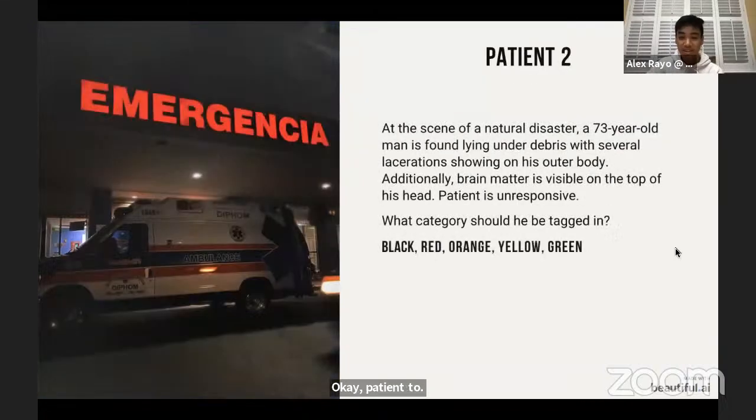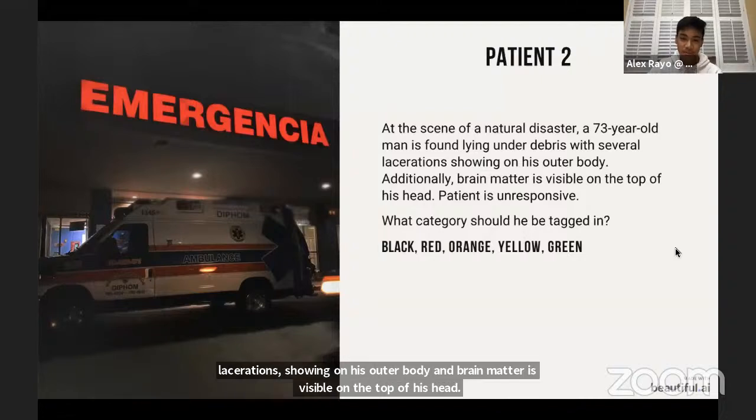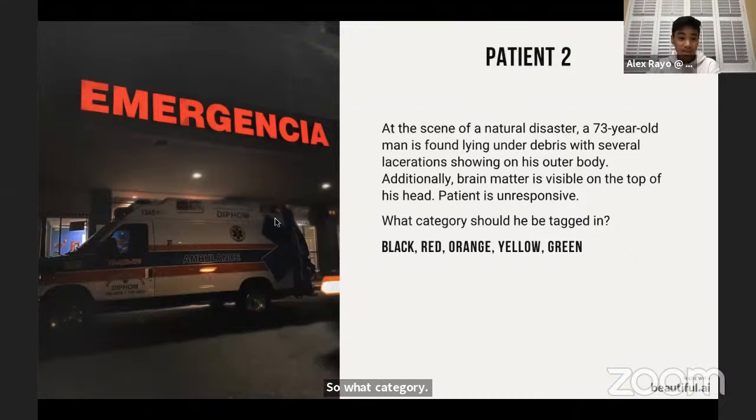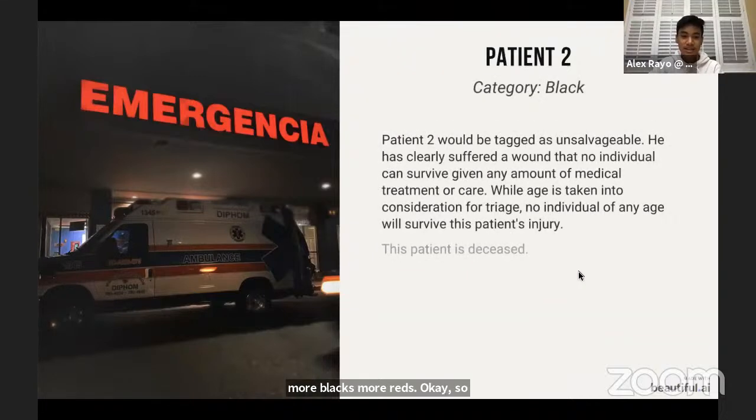Okay, patient 2. So at the scene of another natural disaster, a 73-year-old man is found lying under debris with several lacerations showing on his outer body, and brain matter is visible on the top of his head, and he is also unresponsive. So what category? I see some blacks, and I do see some reds. Give you guys a minute. More blacks, more reds. Okay. So the correct answer in this case was black, actually.